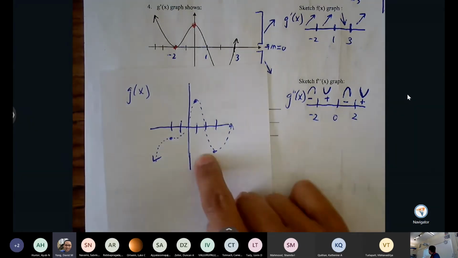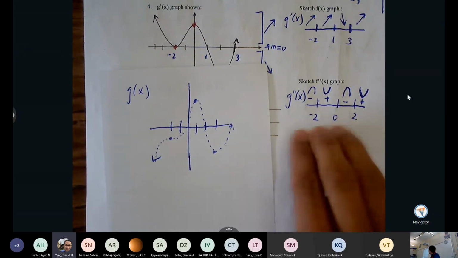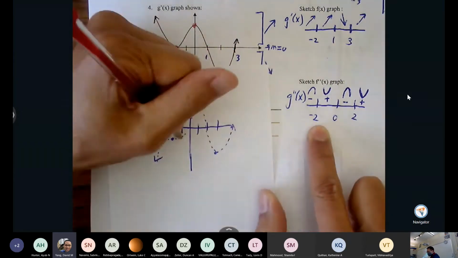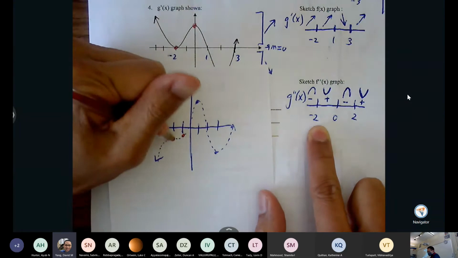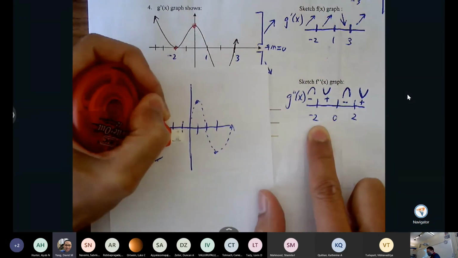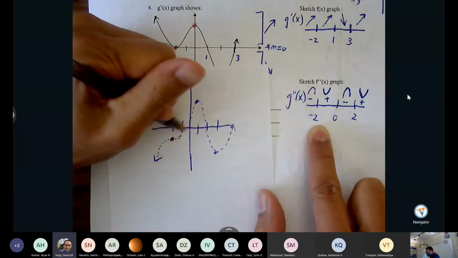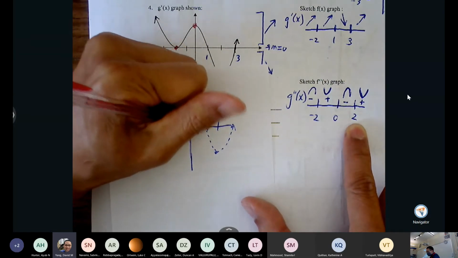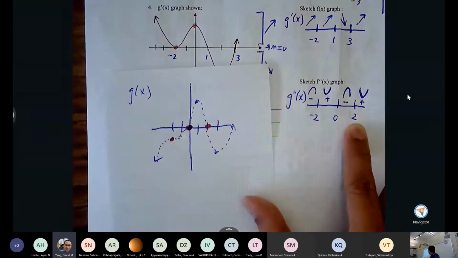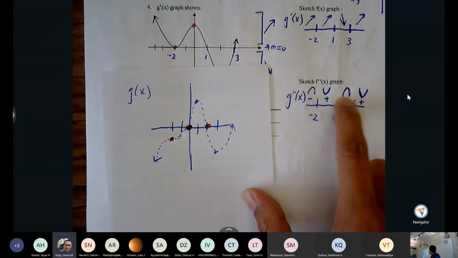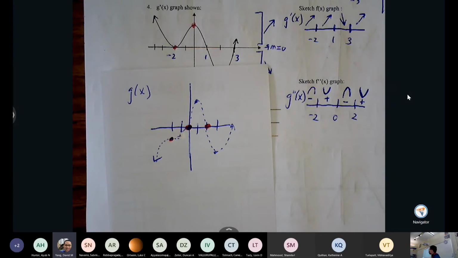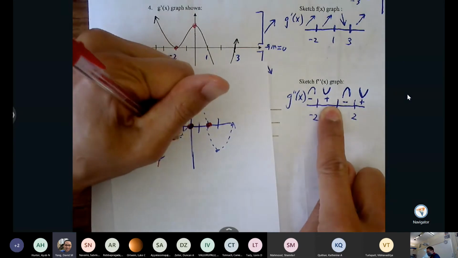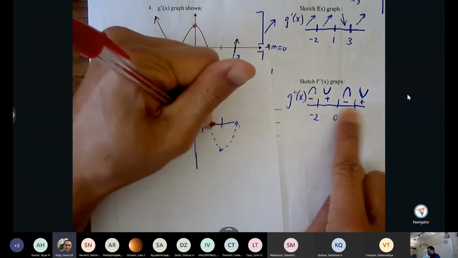Okay, so now I can improve this graph by using this information from the second derivative sign line. Find -2 on your graph, plot that point. Find 0 on your draft, plot that point. Find 2 on your graph, plot that point. Now between your highlighted points, you're just going to give it the curvature that we've already identified. So concave down, concave up, concave down, concave up.